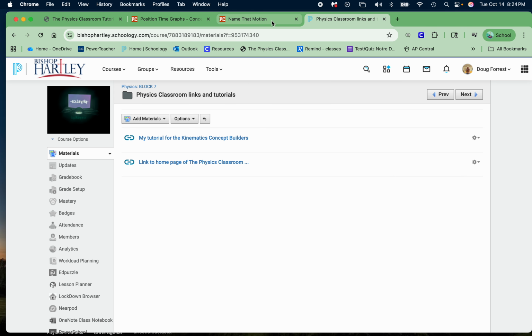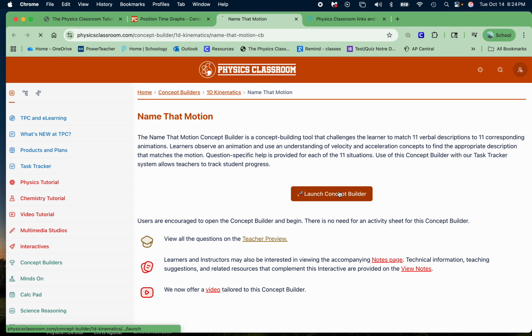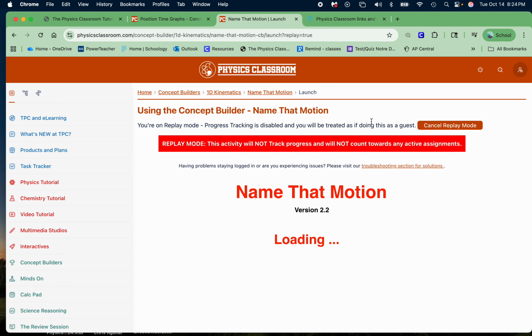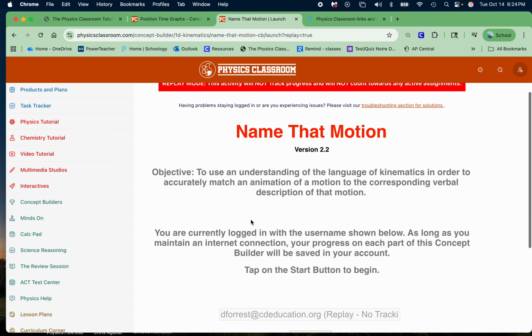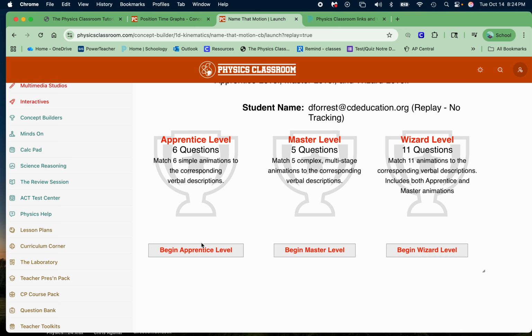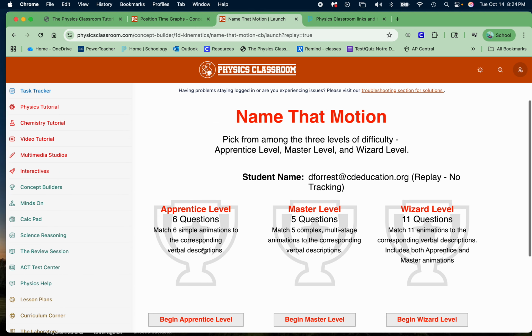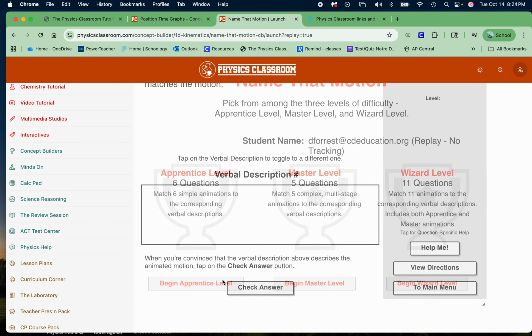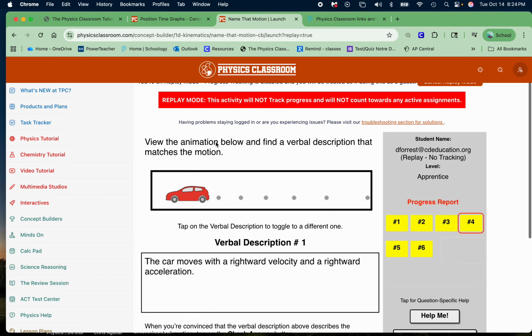The next one is Name That Motion. This again is one where you're only going to have to do the apprentice level and the master level. You do not need to do the wizard level. So essentially you're viewing the animation, finding a verbal description that matches that. The car moves with a rightward velocity and a rightward acceleration.